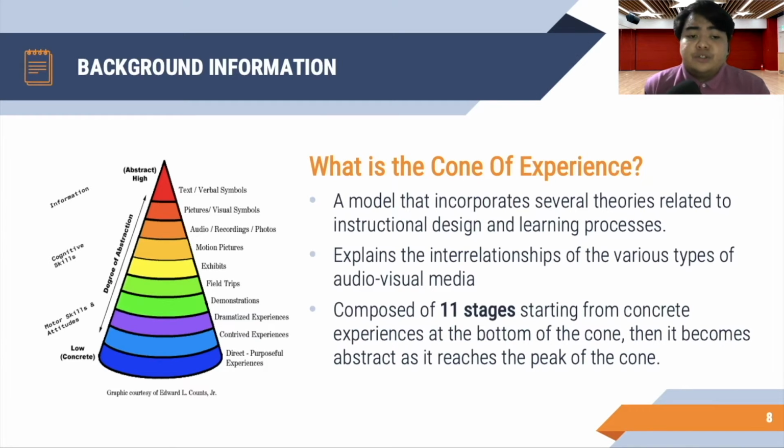Now, we should try to go deeper in each of the components. Since educational technology basically revolves all around the cone of experience, by going one by one, starting from the concrete to abstract, we will further understand more about the different components of the cone that will help us in grasping the real meaning of educational technology.